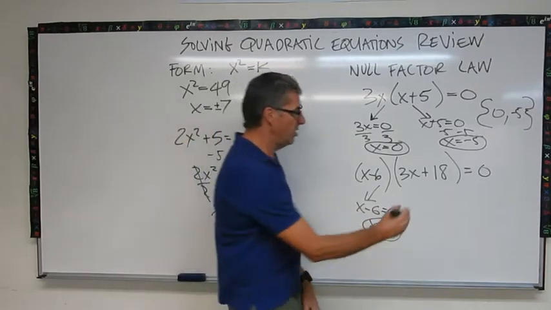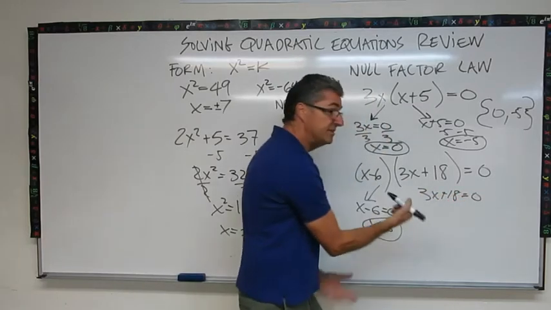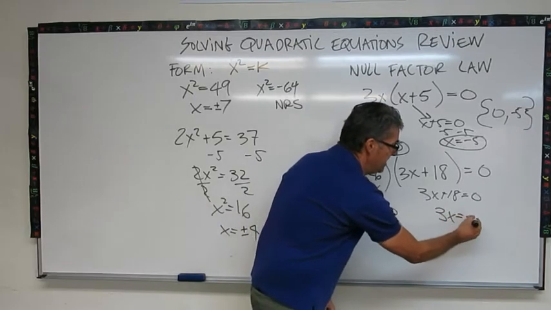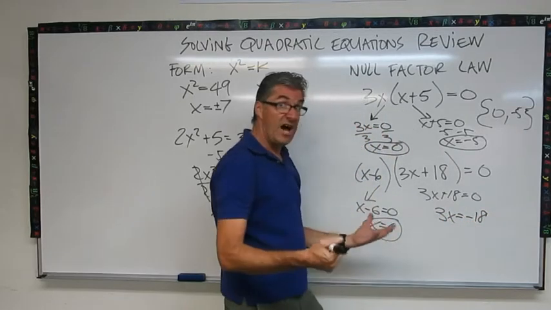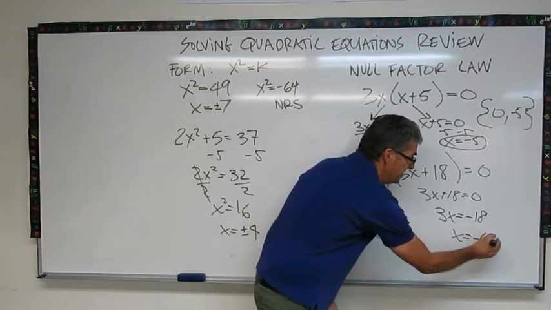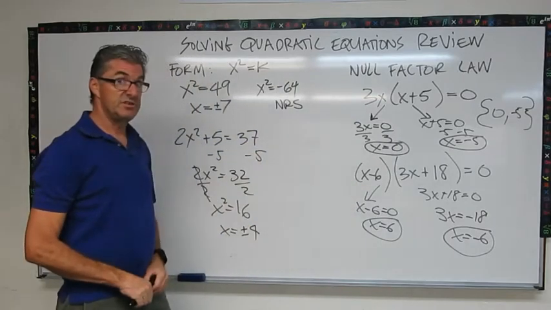Now this one is a little bit more complicated. 3x plus 18 equals 0. Subtract 18 from both sides. 3x equals negative 18. Divide each side by 3. x equals negative 6. There's our second answer. So both of these have two solutions.